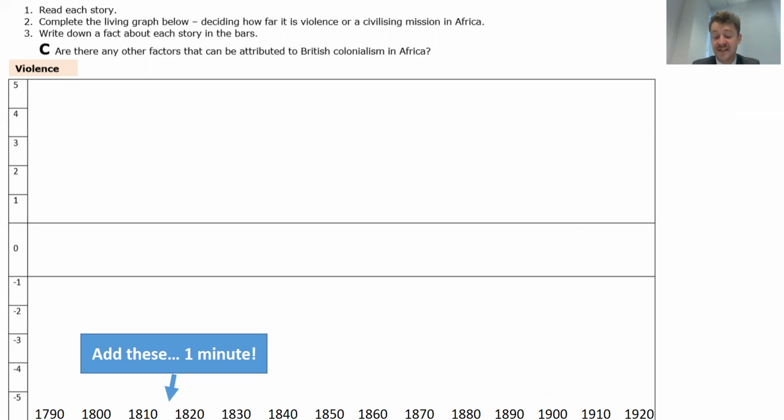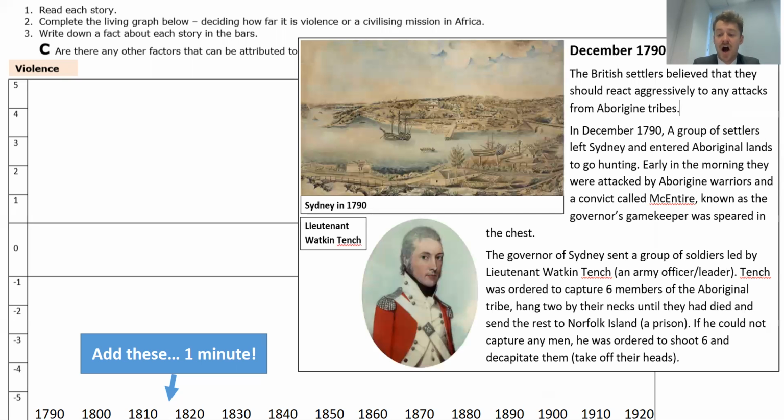And I'm going to give you about 15 minutes to do that. So, okay, here we go. We've got our first one, and I'll read it to you. December 1790. So we know it's going to go on this column, 1790. It's going to go over here.